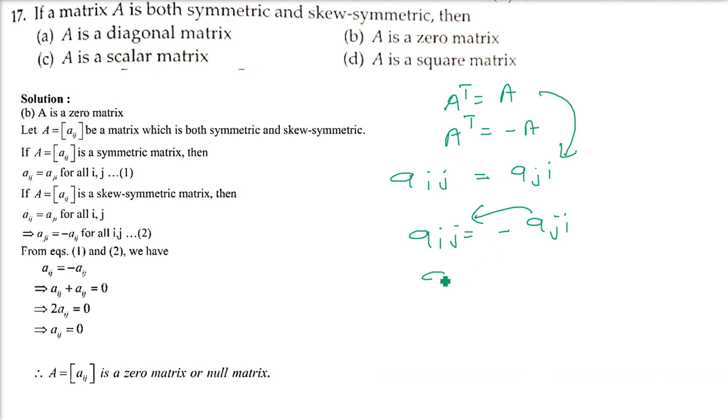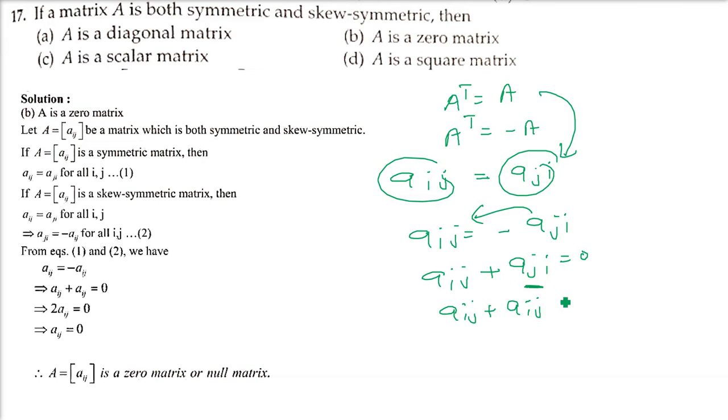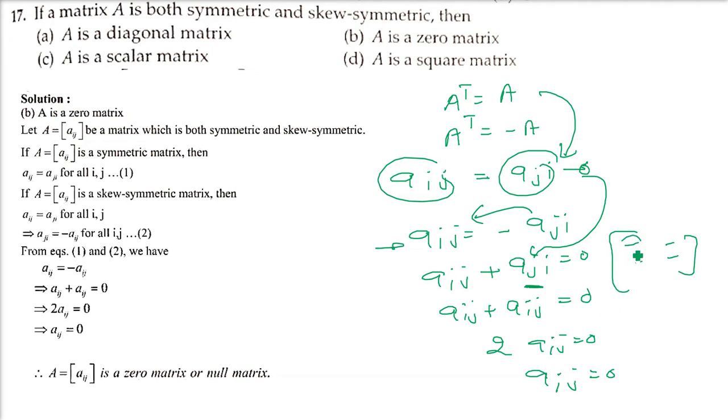So now take this on the left hand side: Aij plus Aji is equal to 0. But from symmetric, you can replace Aji by Aij. So Aij plus Aij is equal to 0. That is twice Aij equals 0. So 2Aij equals 0, Aij is equal to 0. Aij equals 0 means all the values are 0, because Aij corresponds to all the values inside the matrix, and it is coming to be 0. Just put all as 0. This is a 0 matrix. Answer is A. This is a 0 matrix.